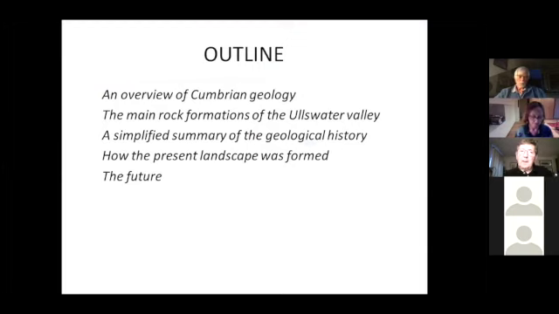First of all, a bit of outline. First, an overview of Cumberland Geology. I think that's important. I'll start with that very briefly. Then I want to talk about the main rock formations of the Ullswater Valley. That will form the bulk of the talk. And then a little bit about the geological history, because when we talk about the geology of an area, we like to do it in sequence, in chronological order.